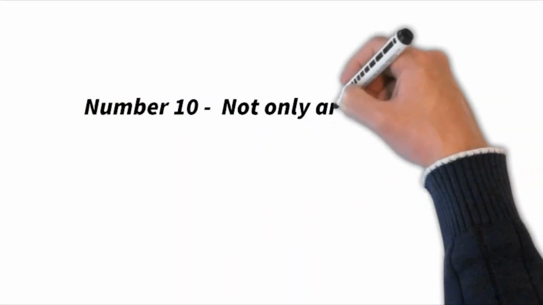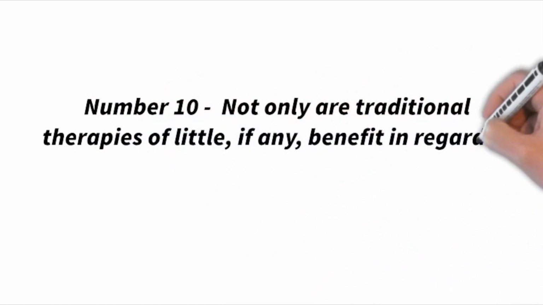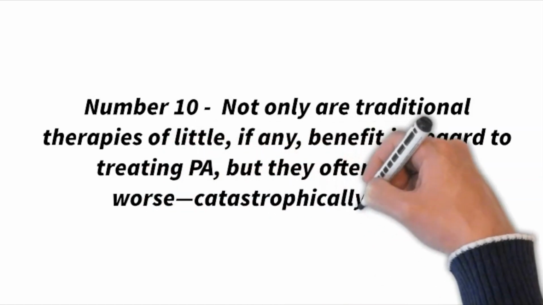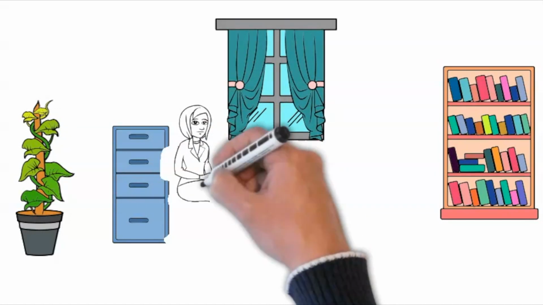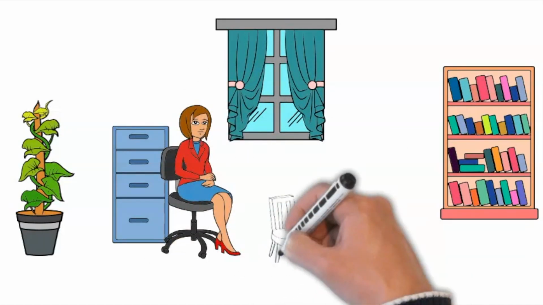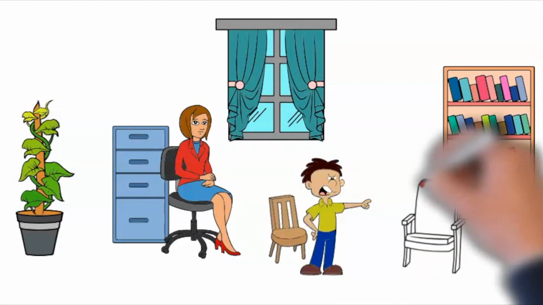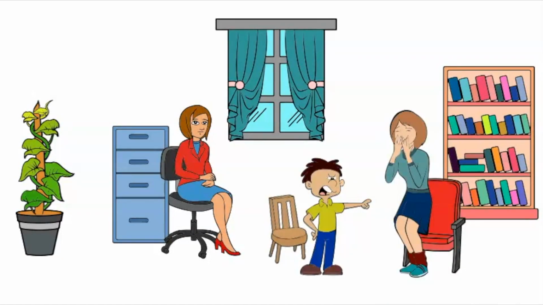Number 10. Not only are traditional therapies of little, if any, benefit in regard to treating parental alienation, but they often make it worse, catastrophically worse. That includes most types of family therapy unless they're modified extensively and in specific ways. Traditional family therapy for parental alienation is contraindicated, which means forbidden.